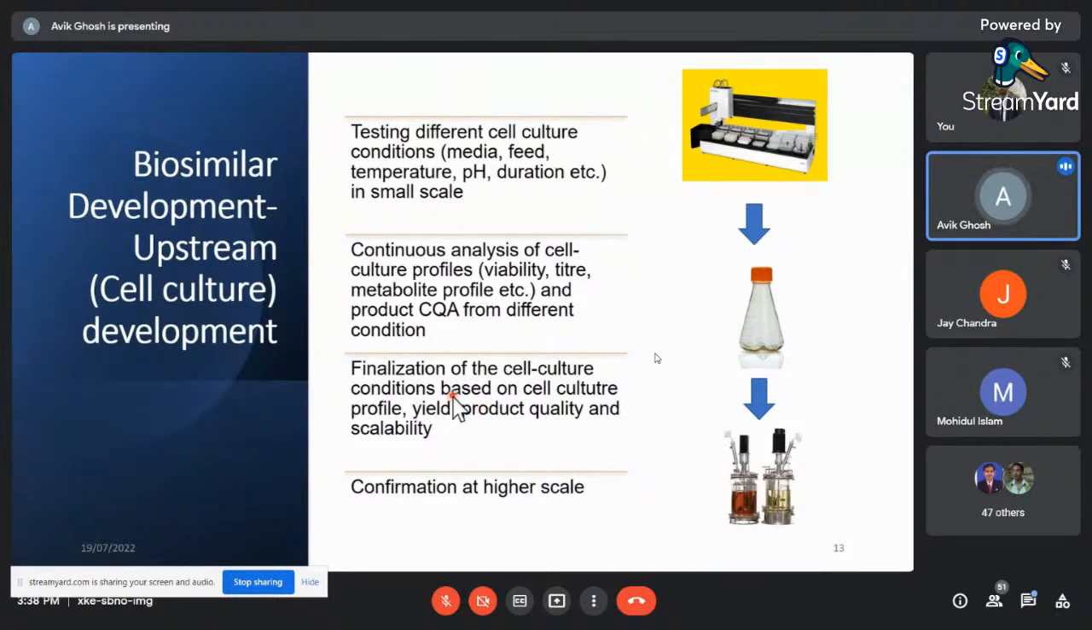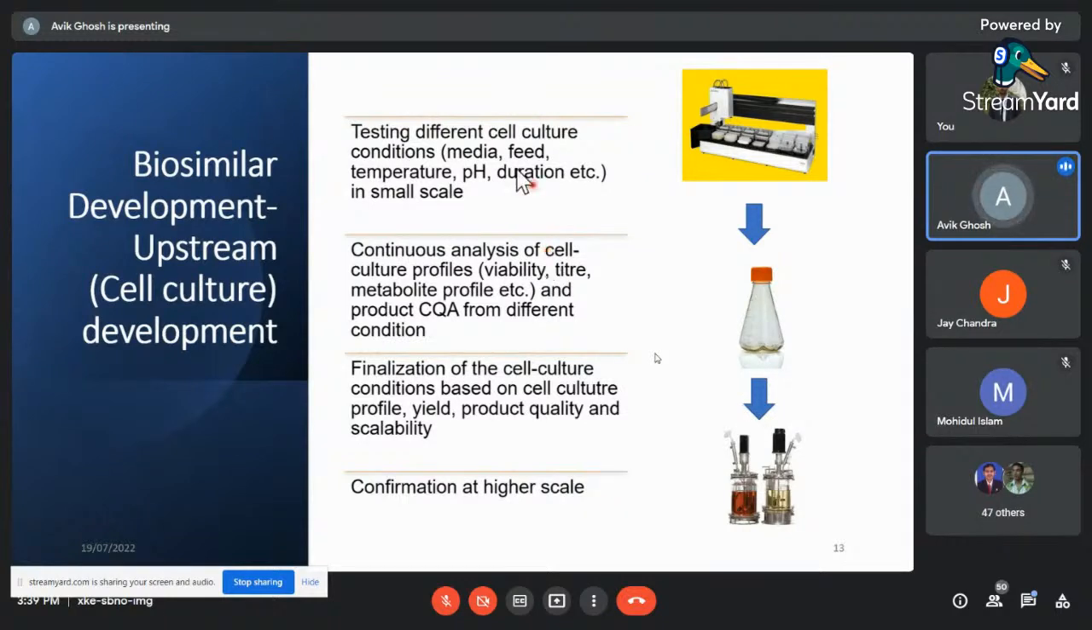That can be done based on the understanding of the process, but that is definitely one thing that you need to look into when you are finalizing the process. So generally once the process is developed at lab scale, it is confirmed at a higher scale, maybe a 250 liter or a 50 liter bioreactor. Once it is confirmed multiple times, say you make 3 batches at those scales, and finalize that okay, this process is stable, then we call it a process lock. So you say that okay, the upstream cell culture conditions are finalized.